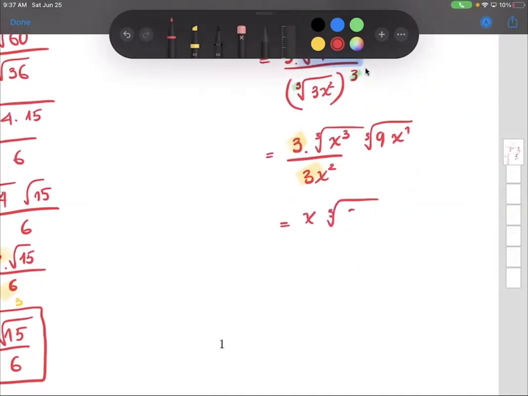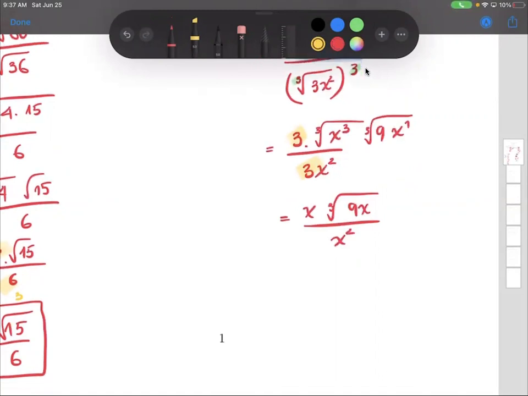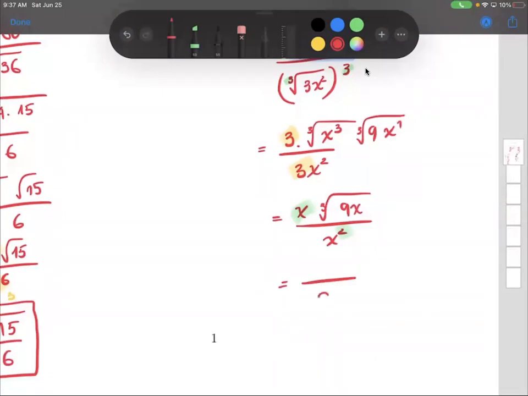Well, cube root of 9x. This is cube root of 9x. And then the bottom, I have x squared. I can simplify further. I can simplify the x to the first with x squared. That leaves me 1x in the denominator, right? And the top is cube root of 9x.